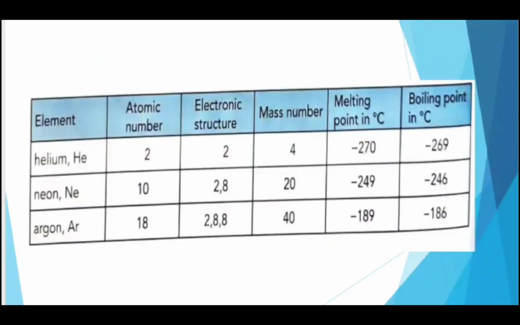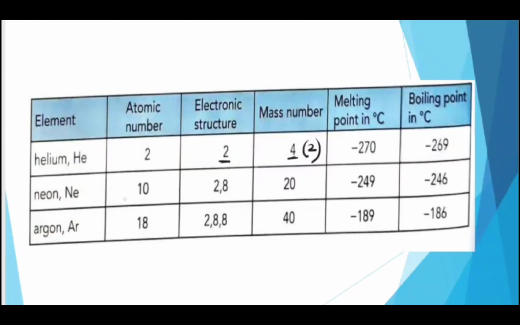Let's look at the other properties of noble gases. So helium has an atomic number of 2. Its electronic structure has only the first shell, which is complete, with 2 electrons. Mass is 4, which means it has 2 neutrons. Melting point is minus 270 degrees and boiling point is minus 269 degrees.